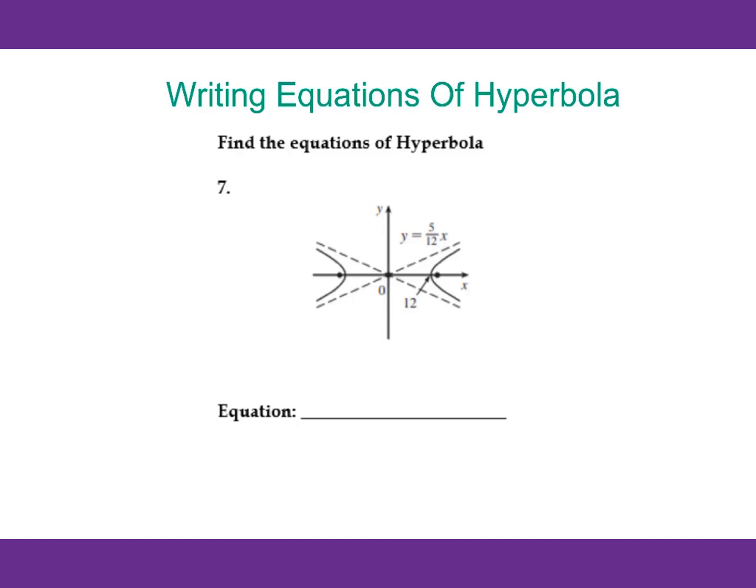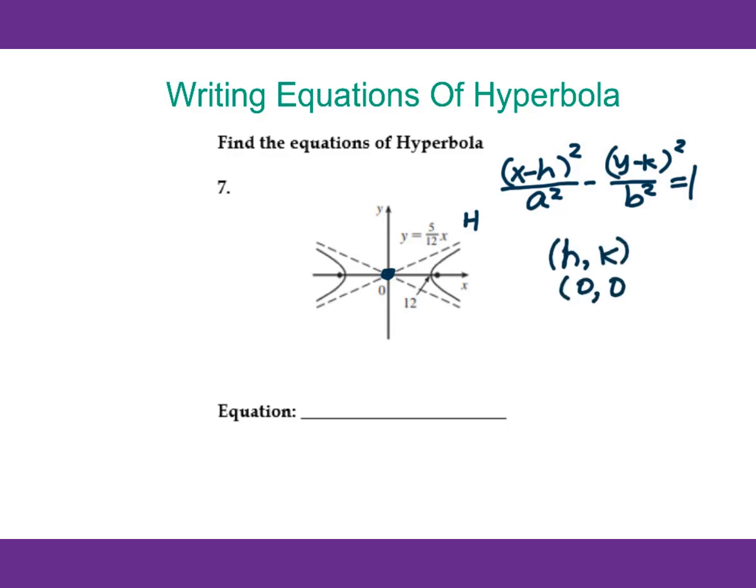This video is about writing equations of a hyperbola. If you are given a graph, first of all, you decide if it is horizontal or vertical. This is a horizontal. Therefore, (x minus h) squared over a squared minus (y minus k) squared over b squared equals 1 will be the pattern of this equation. From the graph, we know the center, that's (h, k), that's (0, 0).